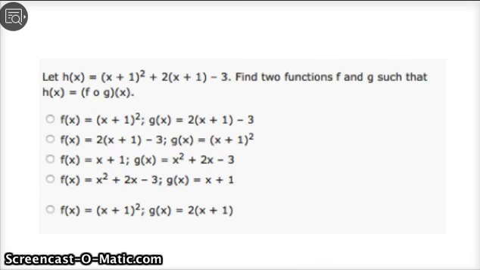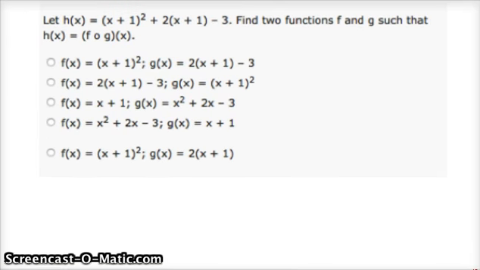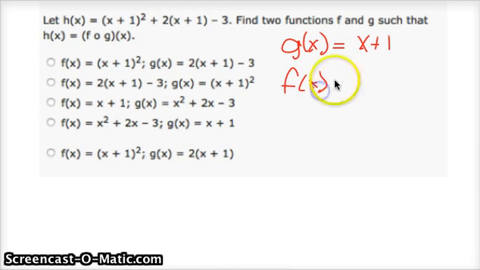Okay, here's the problem. Let me lower this down a little bit. Here we go. Now the question is, can I work backwards? That's a good question. Well, let's do it this way. What if g of x was the small function, let's say x plus 1, and f of x is the bigger function, something squared plus 2 times something minus 3.